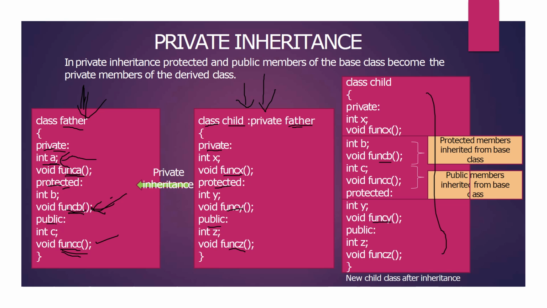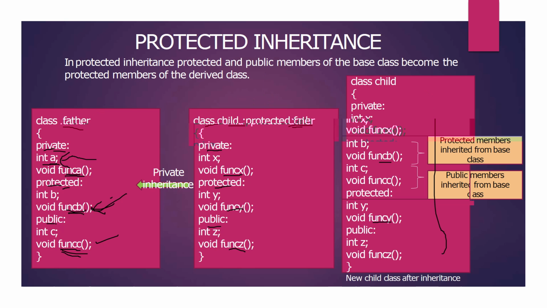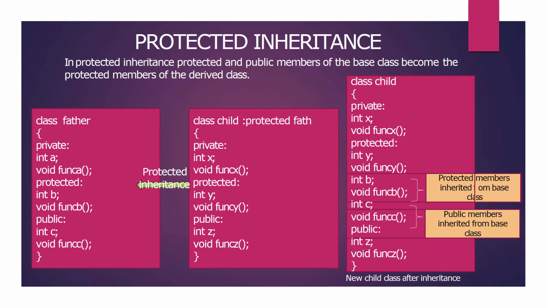In private inheritance, protected and public members of a base class become private members of a derived class. Now let us see the next visibility mode. I have taken the same type of example for protected inheritance too. In protected inheritance, protected and public members of the base class become protected members of a derived class.